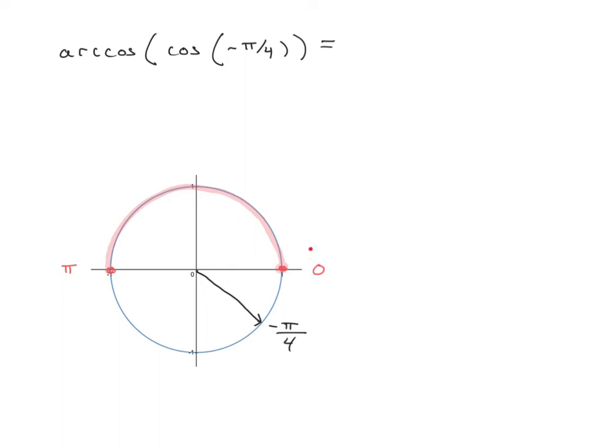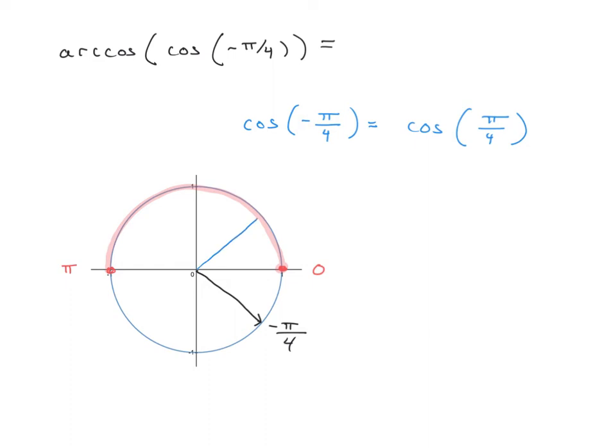Your answer has to fall over here somewhere. It's got to be equal to something from over here. So let's just be a little bit careful. I'm going to do a two-step process. First, well, what's cosine of negative pi over 4? Can I simplify that thing first? So cosine of negative pi over 4 has got to be equal to cosine of the reference angle, which is positive pi over 4.